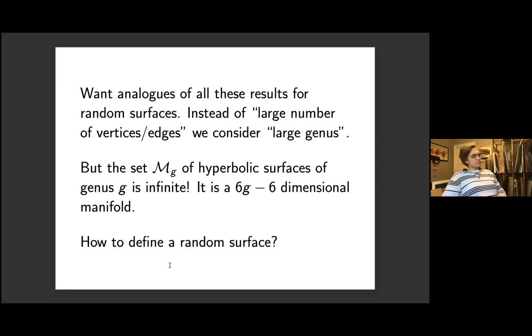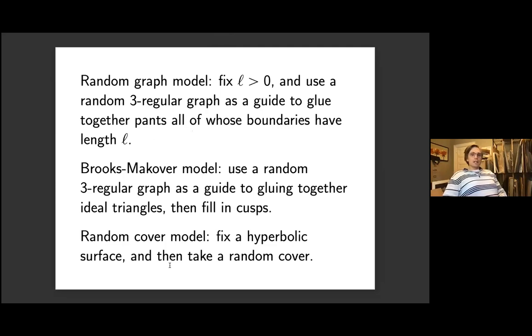And so what I want to do now is just take 5 minutes and go over for you some of the different ways that people have proposed to model random surfaces of high genus. So the first is the random graph model, which I essentially alluded to earlier. You fix some cuff length L greater than 0 once and for all, and then you generate a random 3-regular graph, just uniformly at random, and then you glue together a bunch of pants with those cuff lengths with the gluing pattern given by that 3-regular graph.